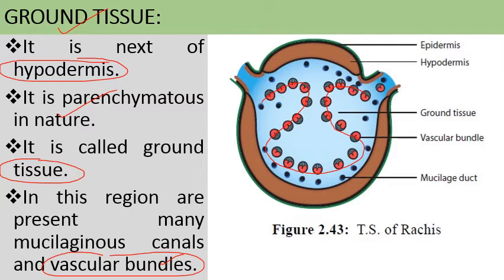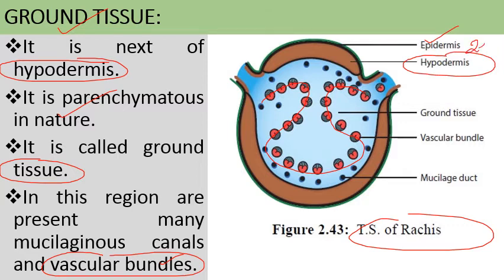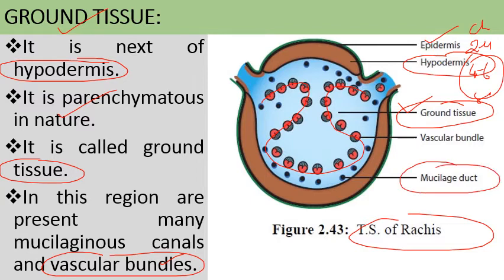So this section shows the TS of Rachis. The outermost covering is epidermis followed by hypodermis, in which the outer 2 to 4 layers are chlorenchymatous cells and the inner 4 to 6 layers are sclerenchymatous cells which provide strength or mechanical support. Then inner to this is ground tissue, which is made up of parenchyma and contains the mucilaginous canals and vascular bundles.